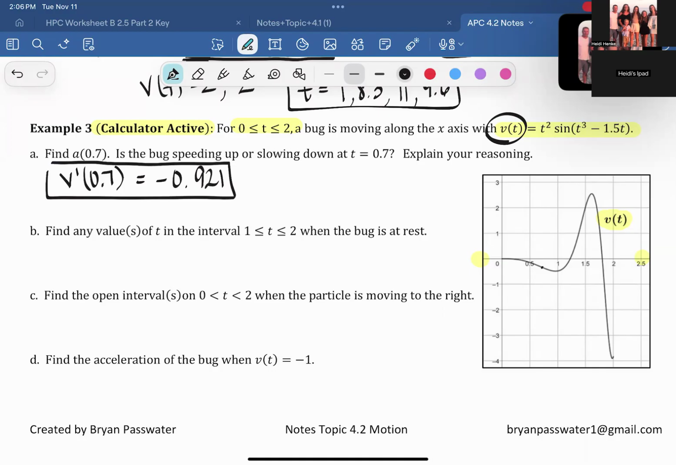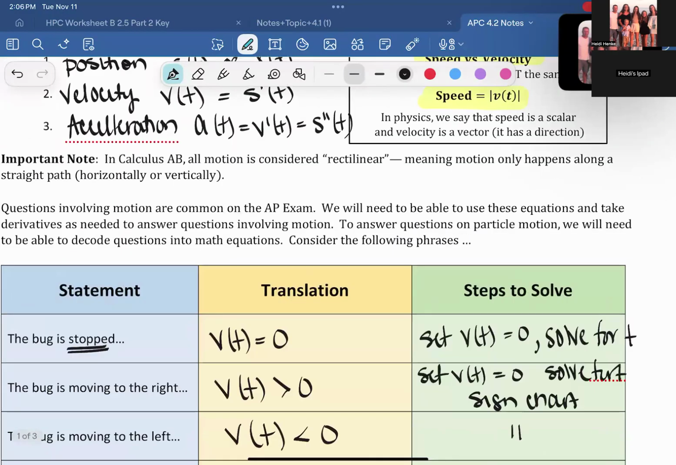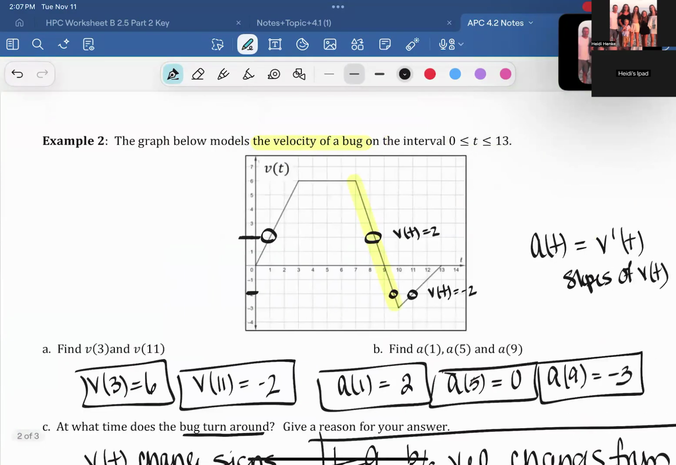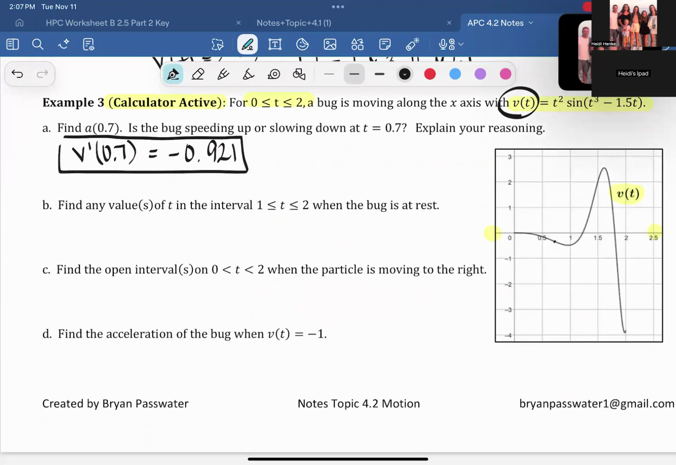Then it asks, is the bug speeding up or slowing down at this time? Speeding up or slowing down was on that chart that I gave you. It has to do with velocity and acceleration and whether their signs are the same or different. We already know acceleration is negative. We now need to find velocity at 0.7, which means we plug 0.7 into the velocity equation that was given, and see whether it's positive or negative.